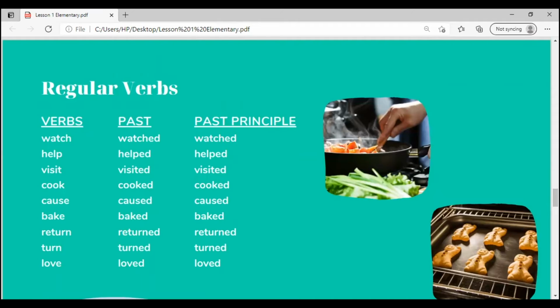Regular verbs. Watch, help, visit, cook, cause, bake, return, turn, love. The past tense of these verbs are watched, helped, visited, cooked, caused, baked, returned, turned, and loved. The past participle are the same as the past tense.